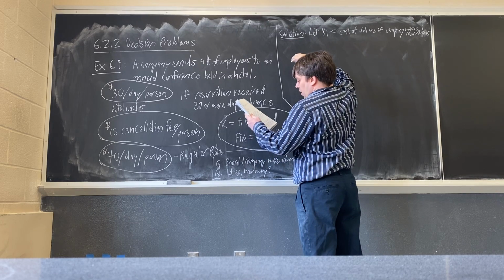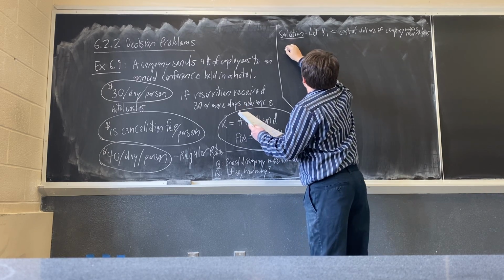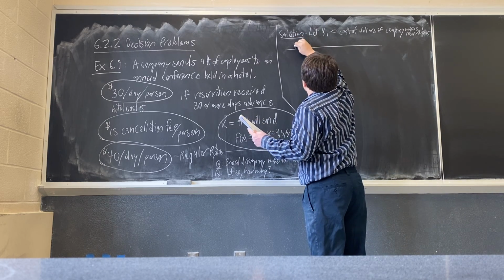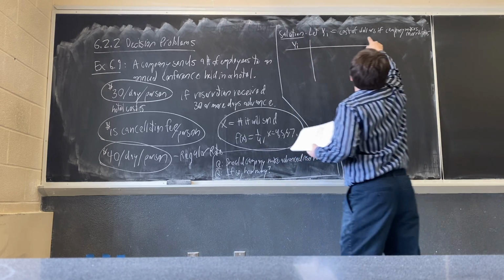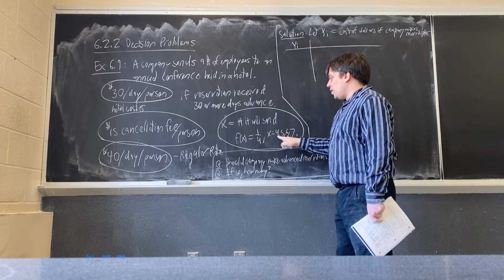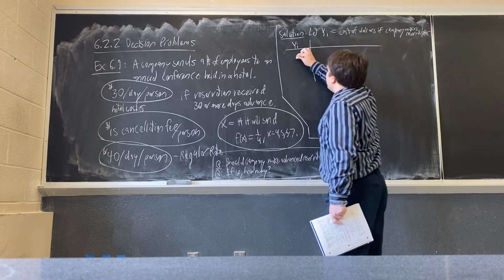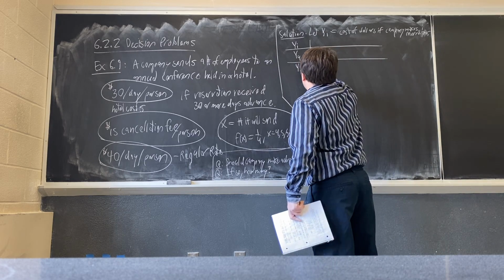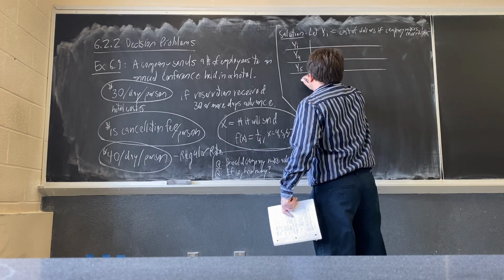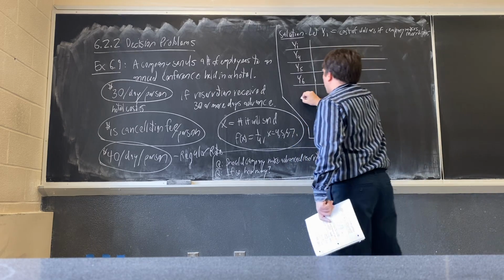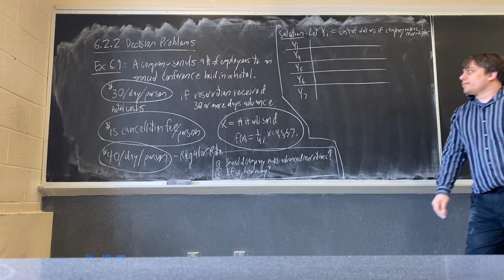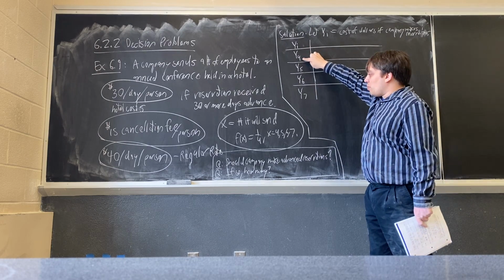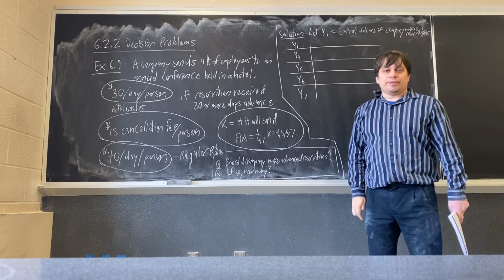We'll make a little table here. Here is going to be y sub i, the cost in dollars if the company makes i reservations. Well, they'll either send 4, 5, 6, or 7 people. So we want to talk about y sub 4, y sub 5, y sub 6, and y sub 7. We want to know the cost in dollars if the company makes 4 reservations, 5, 6, or 7.